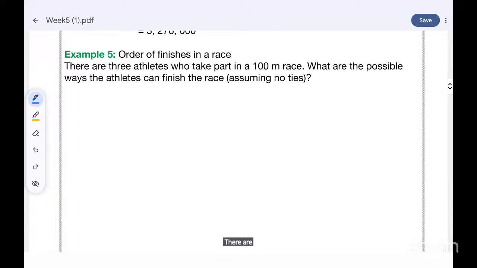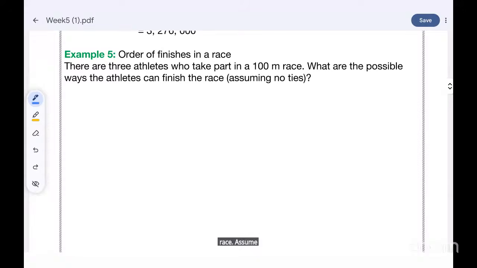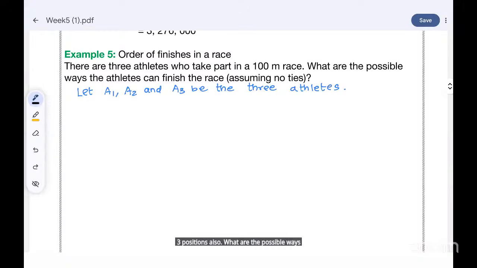There are 3 athletes who take part in a 100-meter race. What are the possible ways the athletes can finish the race? Assume there are no ties. Okay, so let A1, A2, and A3 be the 3 athletes. If they are the 3 athletes, now we have 3 positions also. What are the possible ways the athletes can finish the race?